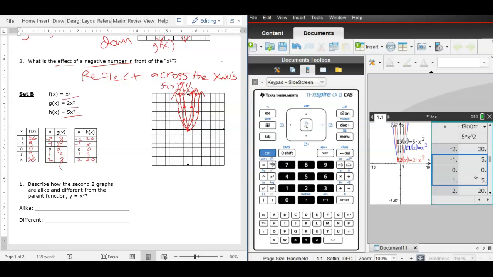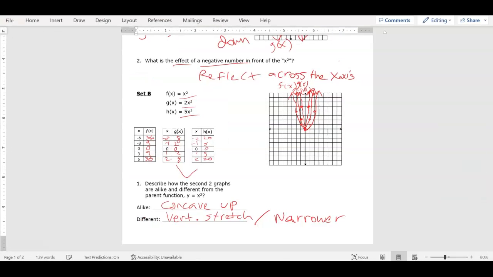So how are these two graphs alike? They're concave up. But how are they different? The vertical stretch is different. Or you could say they're narrower. All right.